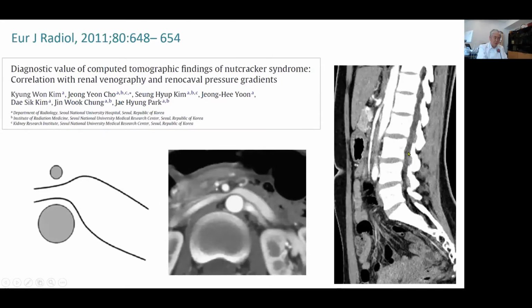In 2011, we published an article in European Journal of Radiology reporting those findings of Nutcracker syndrome at CT. This is a beak sign, and this is a narrow aortomesenteric angle described in this article.